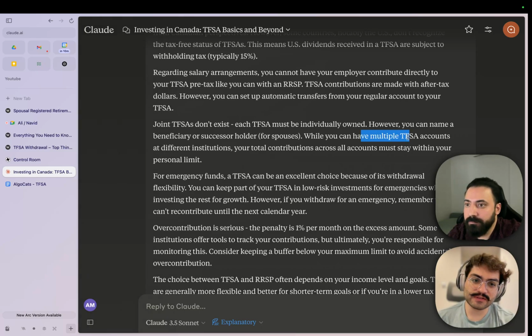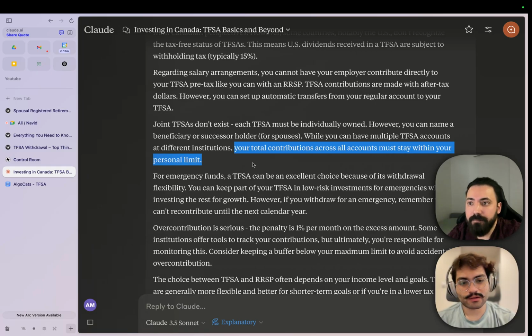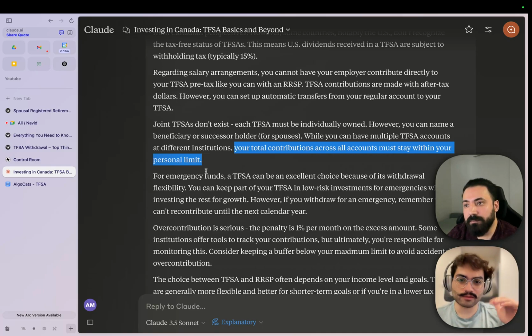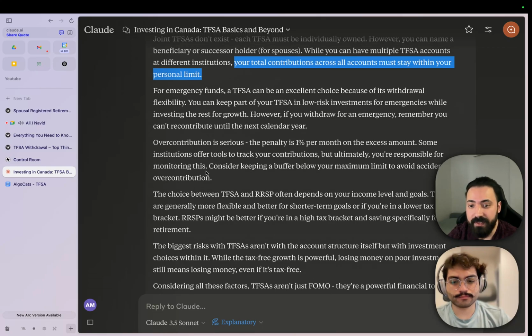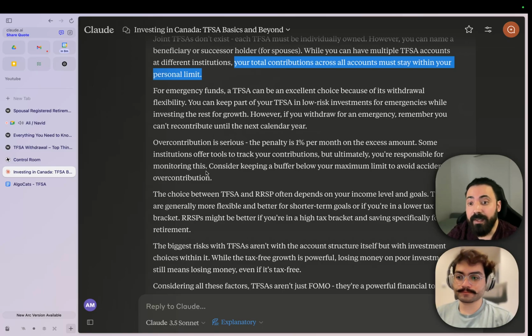You can have multiple TFSAs at different institutions, but your total contributions will be aggregated. Okay. So the sum of all of them should stay within the contribution limit. Correct. You should make sure you are not over-contributing, even if you have multiple TFSAs. Just sum everything and keep a record of your contributions, and make sure you are not over-contributing, because you're going to pay a high amount of tax on it. Got it. Okay.